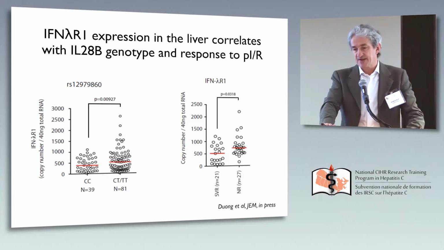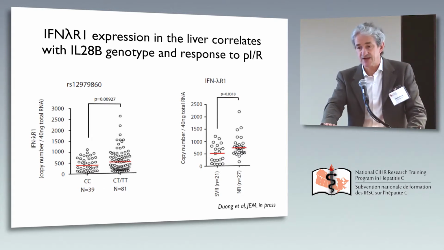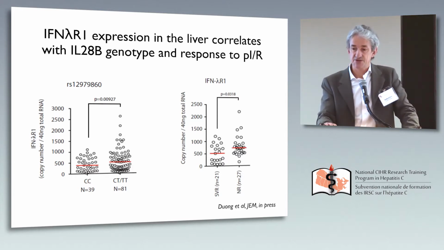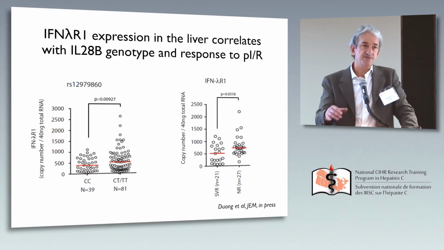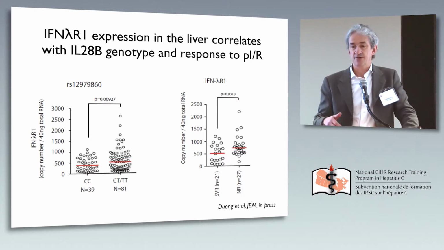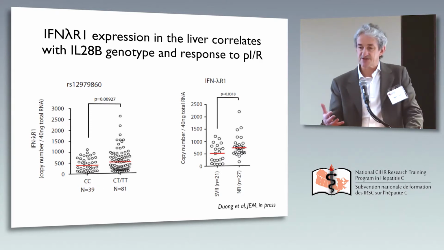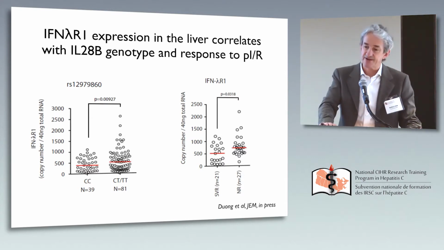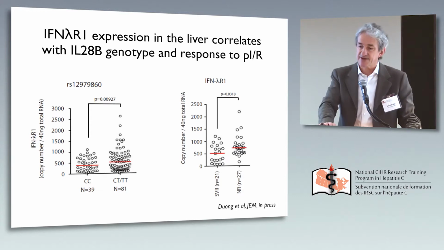What you can see here is that we found a correlation of the receptor expression with the IL-28B genotype. So patients with the favorable genotype CC have a lower expression of interferon lambda receptor than those with the unfavorable genotype. I don't show you all the data, but we know that the interferon lambda receptor is an interferon stimulated gene itself. So those that have a pre-activated interferon system in the liver also have a high expression of the interferon lambda receptor. And not surprisingly, it correlates with response and non-response to pegylated interferon alpha ribavirin treatment, which is shown on the right side.